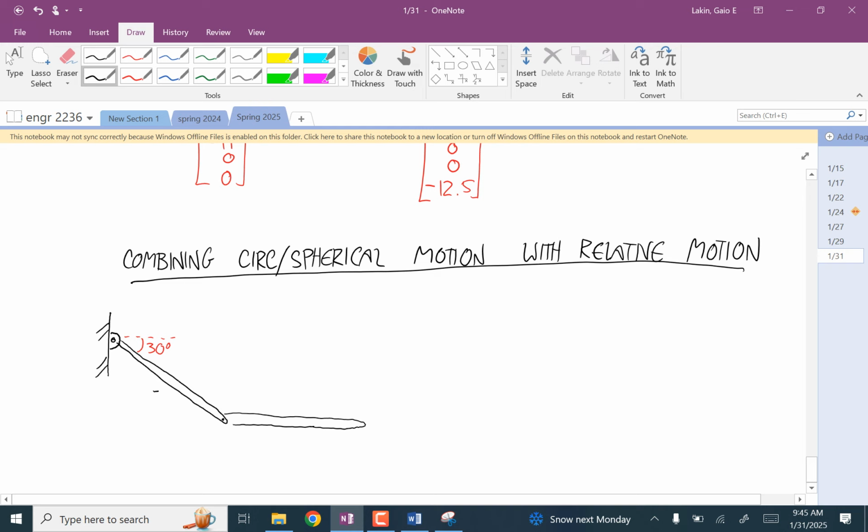And at this instant, this first body has an angular velocity of 10 radians per second in the direction shown. And the angular acceleration is 5 radians per second squared.